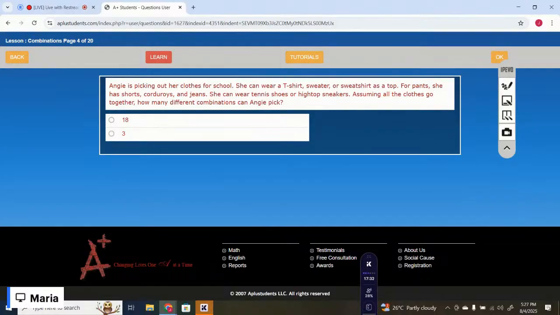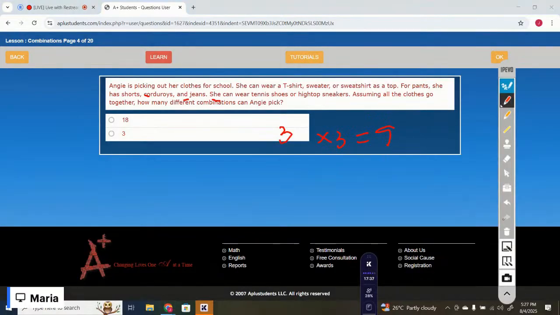Angie is picking out her clothes for school. She can wear a t-shirt, sweater, and sweatshirt as a top. One, two, three. For pants, she has shorts, capris, and jeans. She can wear tennis shoes or high top sneakers. Assuming all the clothes go together, how many different combinations can Angie pick?